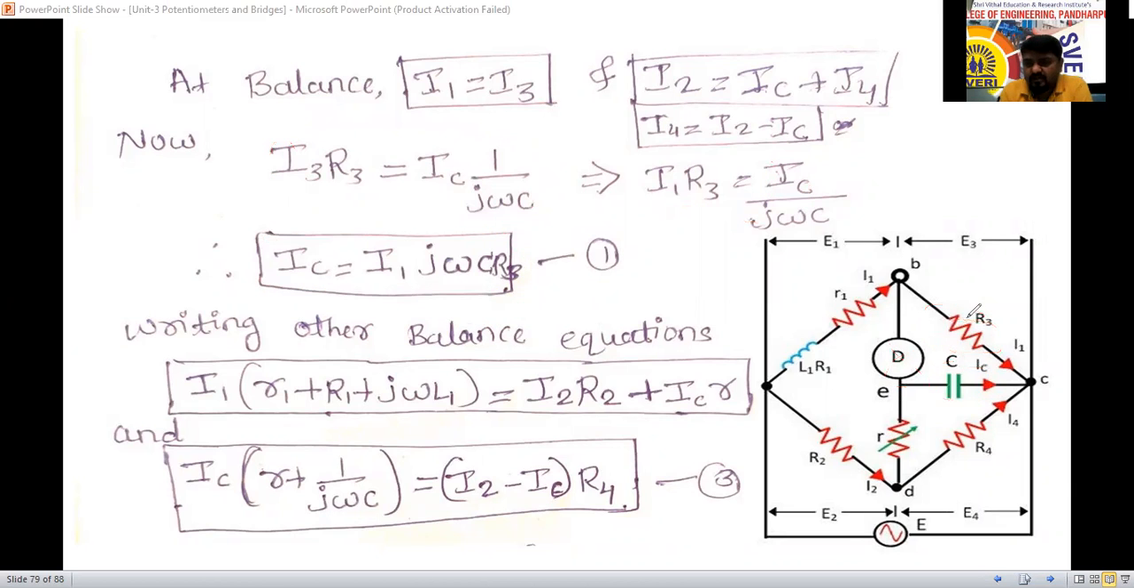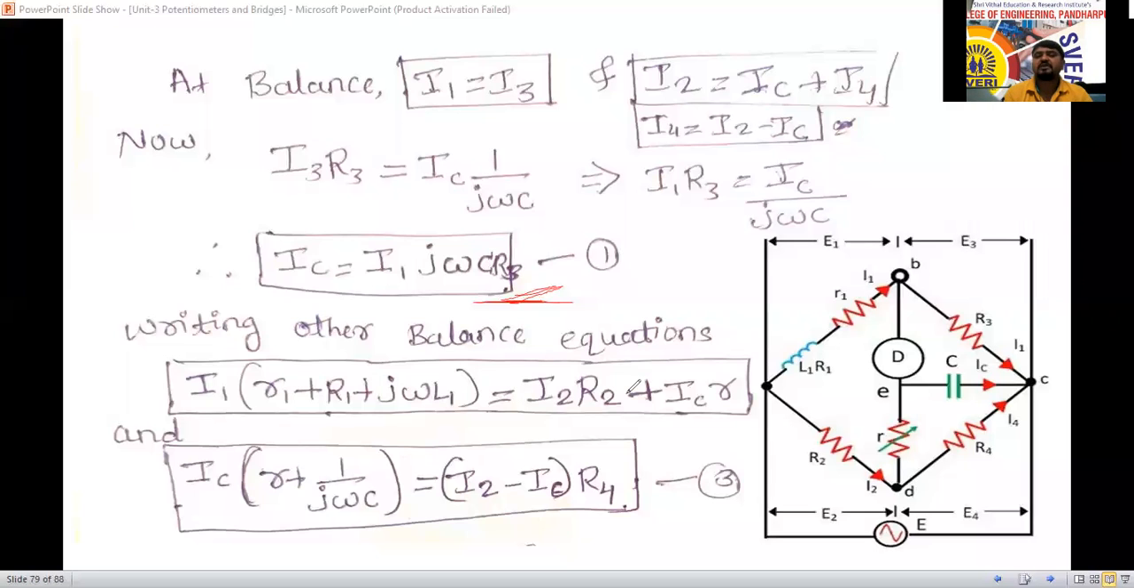Up to here, any doubts? Voltage drop across this equal to voltage drop across this one, the condition we have used here. Any doubts up to here? If anyone has a doubt, ask. We will wait and we will move. If you have any doubts. Yes? Any doubts? No.